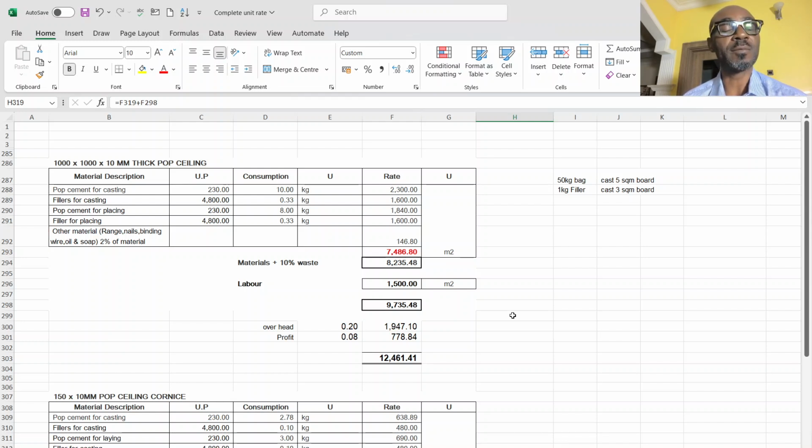We shall be building up rates for a 10 thick POP ceiling. The cost per square meter for a 10 thick POP ceiling.